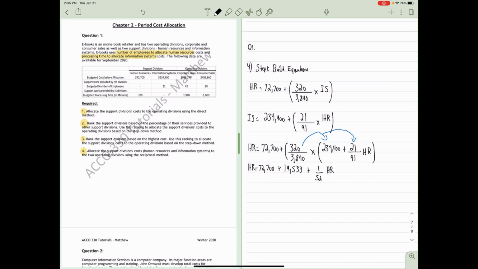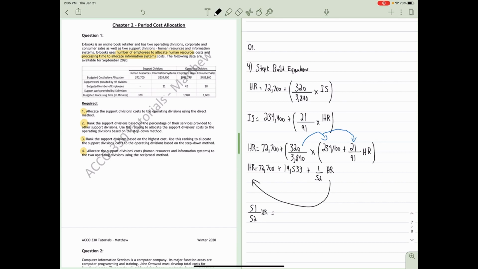Now this is what I'm going to do. I'm going to take the HR and drag it over to the other side, and then obviously you flip the sign. So this becomes 51 over 52 HR, because if it's just HR, guys, it's like 1 HR. So you just minus 1 over 52. So anyways, that's 51 over 52 HR, which equals 72,700 plus 19,533. So that gives me 92,233.